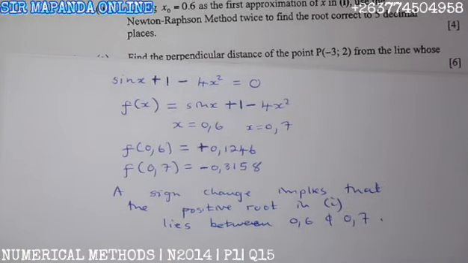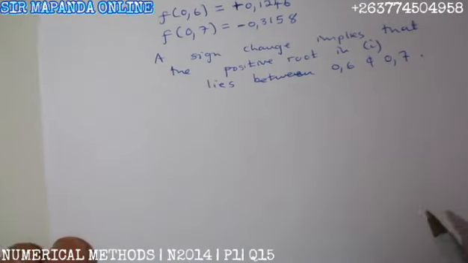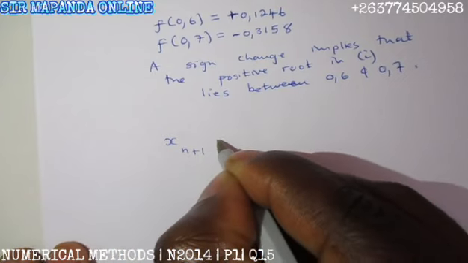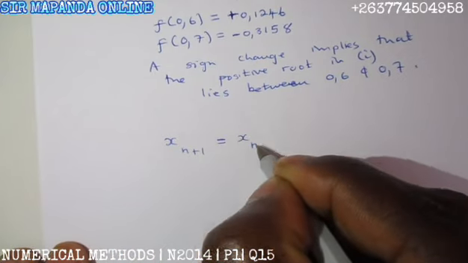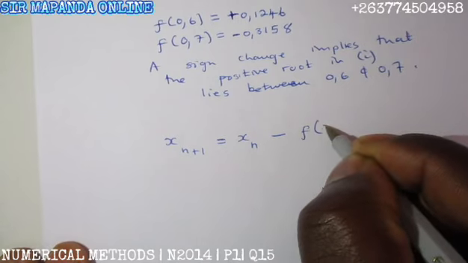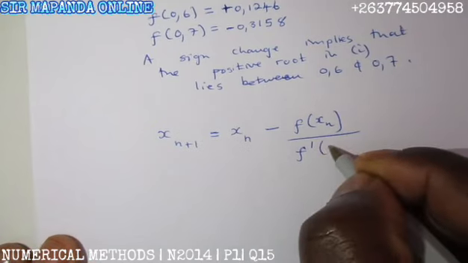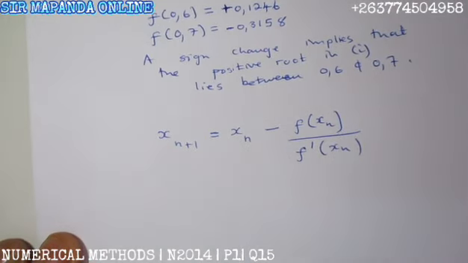Taking x0 is equal to 0.6 as the first approximation. Use Newton-Raphson method twice to find the root correct to 5 decimal places, 4 marks. So you first of all write down the formula for Newton-Raphson. Xn plus 1 is equal to xn minus f of xn over f prime of xn, something like this.